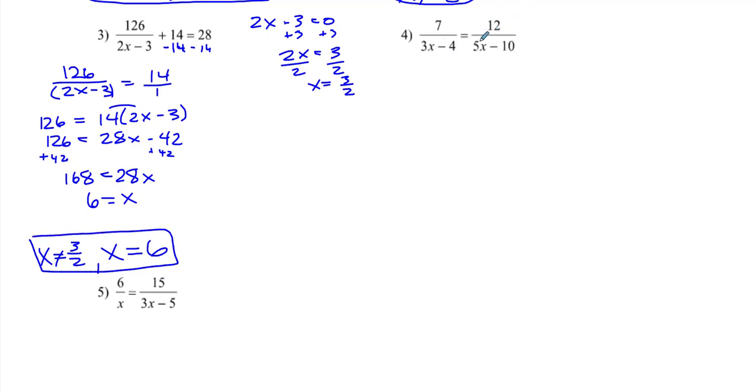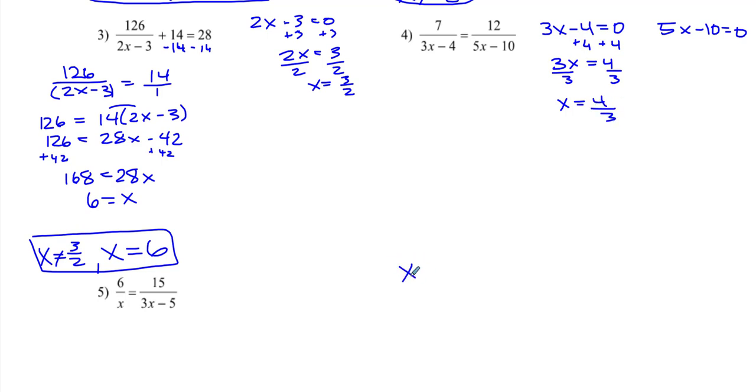All right, here we got fraction and fraction. We got two different denominators, so we got to do this twice. 3x minus 4 equals 0, and then we also got 5x minus 10 equals 0. So let's add the 4. So we got 3x equals positive 4. Divide by 3. We get x is equal to 4/3. So this is one of our solutions. X cannot equal 4/3.